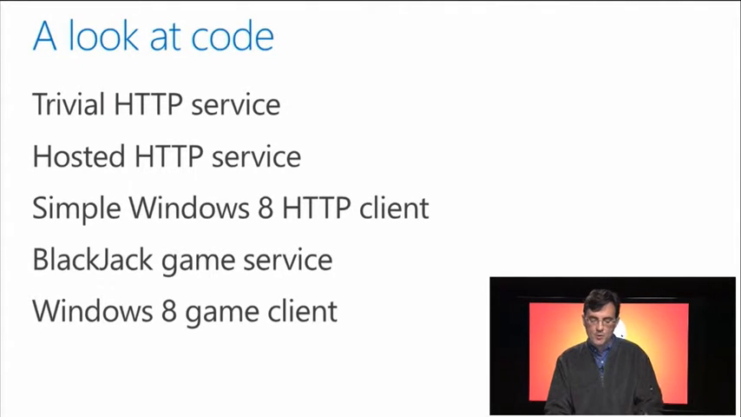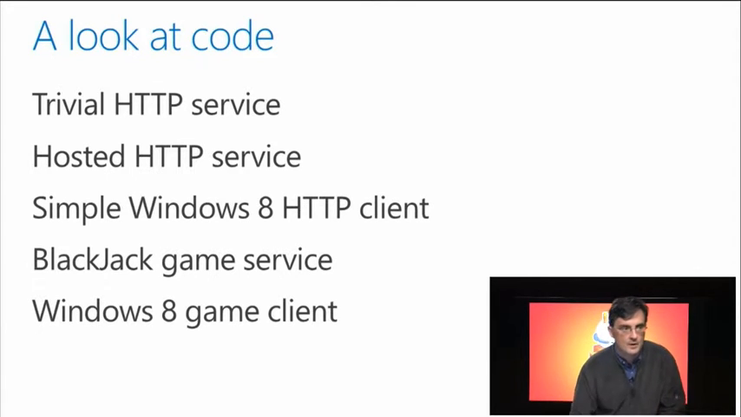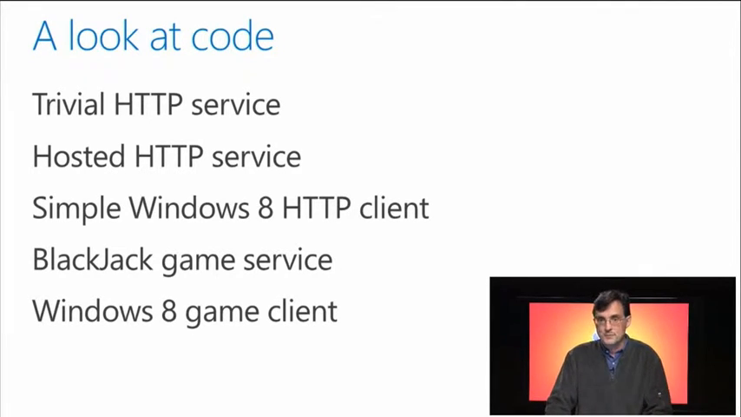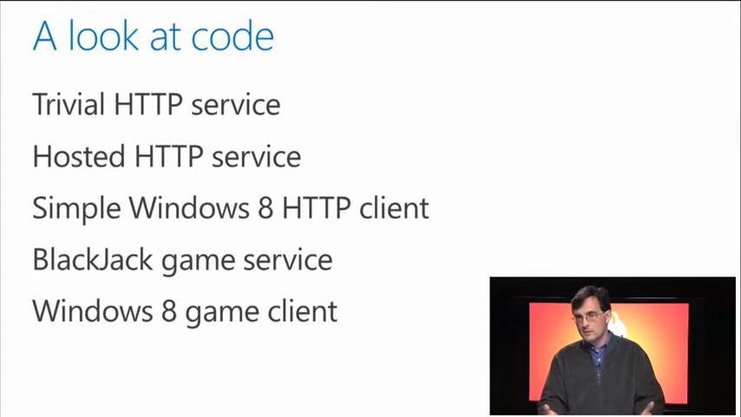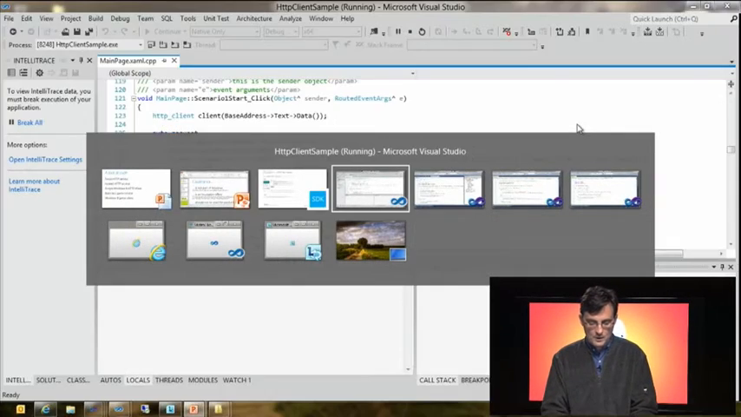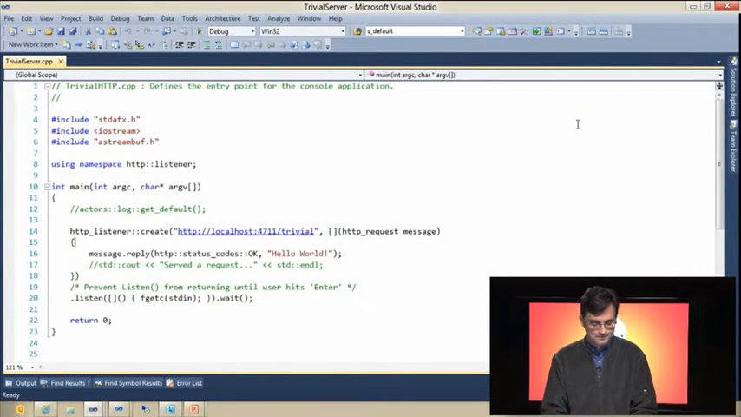I'm going to show you a more realistic HTTP service that is the back end of a multiplayer blackjack game. And then I'm going to show you the game client. And again, in the client, the objective is to show you what Casablanca client code looks like, not necessarily to recommend that as the best way for you to take your Windows 8 clients to market. Again, Casablanca is not intended for production code. So, without further ado, let's go to the trivial server.